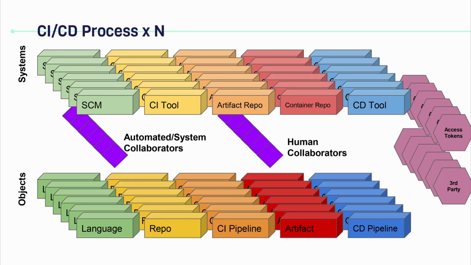So that is where the next phase comes into the picture, which is your artifact repo. What does this do? This is basically storing what was built in the previous step, which is where the CI pipeline comes into the picture.